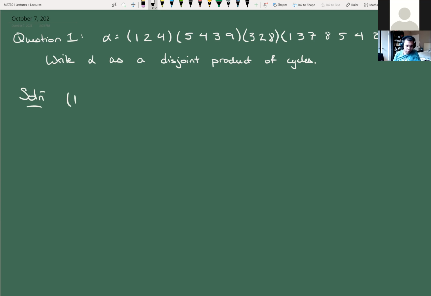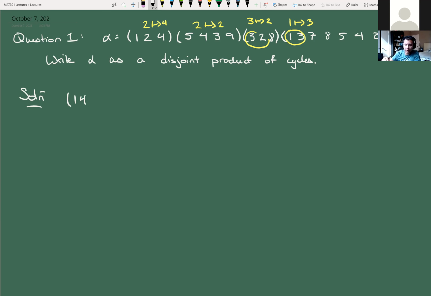So, I usually start at 1. That's a very reasonable place to start. And we're going to read right to left, right? So we're going to figure out where 1 maps to. So here we get that 1 maps to 3, right? Then I look at the next cycle. What does 3 map to? 3 maps to 2. In the next cycle, there's no 2, so 2 is fixed. 2 maps to 2. And then in the final cycle, 2 maps to 4. Right? So in total, after tracing everything back, 1 maps to 4.